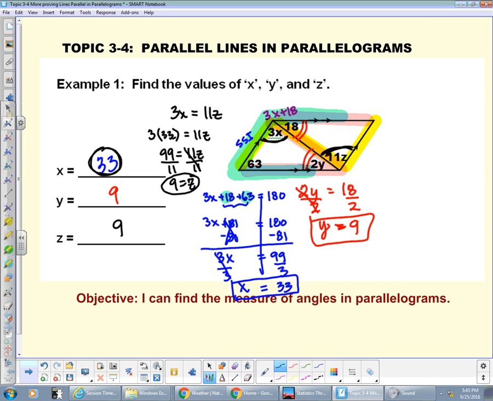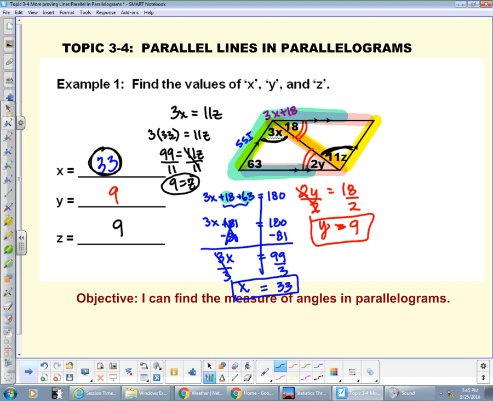Now, that's not the only way to do this problem, but that's how I see it. To find x, you would have had to do the same side interior. Then you might just plug into the 3x and say, well, that angle's 99. It's alternate interior with 11z, so 11z is 99. You're going to get the same answers.